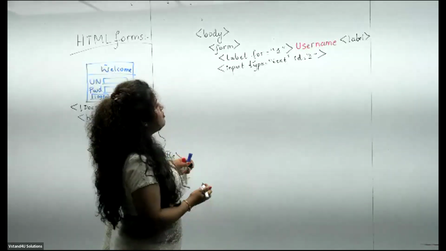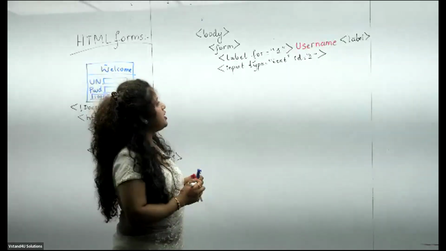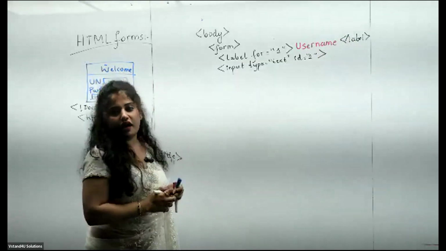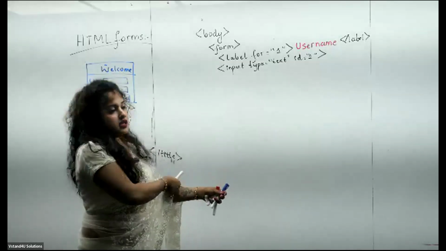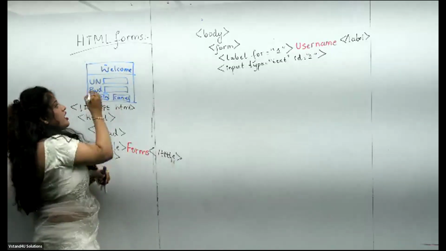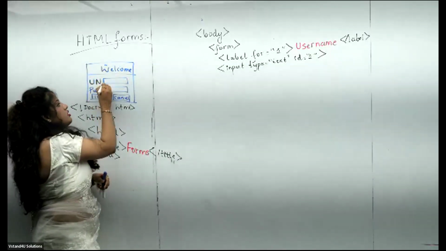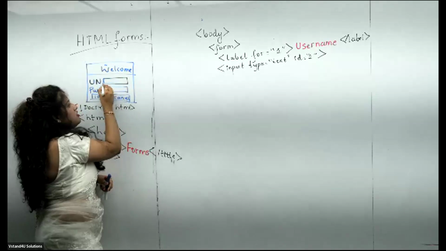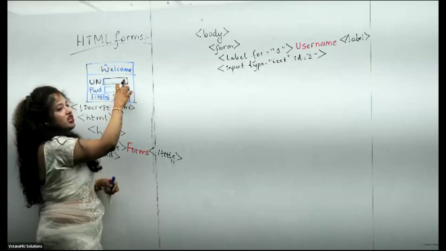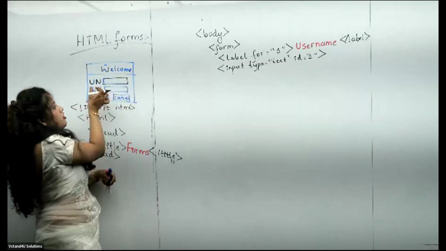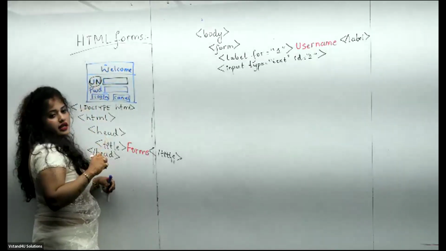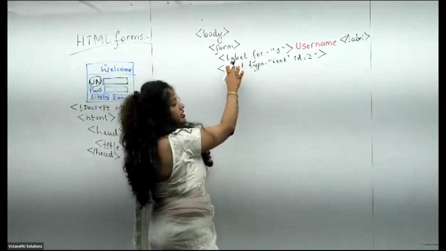Now tell me, is my input tag a paired tag or an unpaired tag? It is an unpaired tag. Yes. So now my first requirement is I have to generate something called as username, and I want to get this box. I have to get the name also, and I have to get this box also. So first, this is called as labeling. So only I have mentioned it as label.